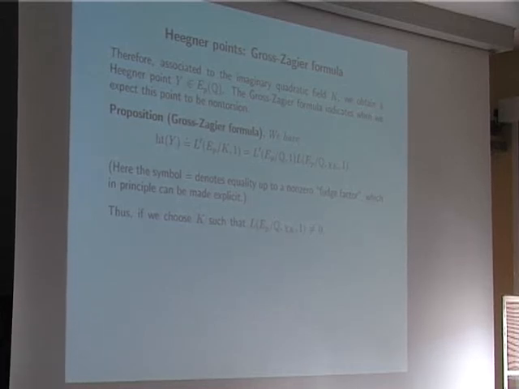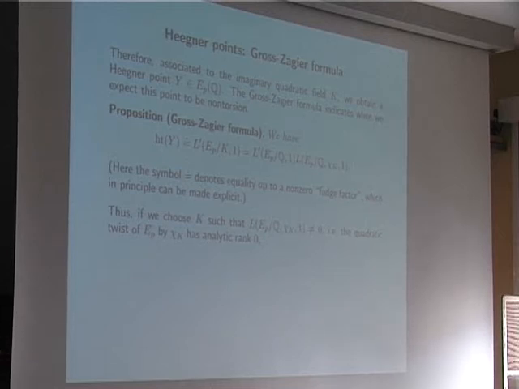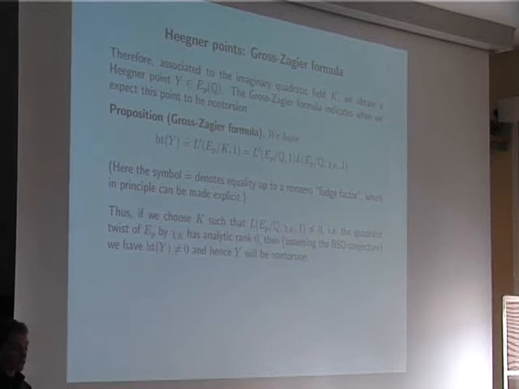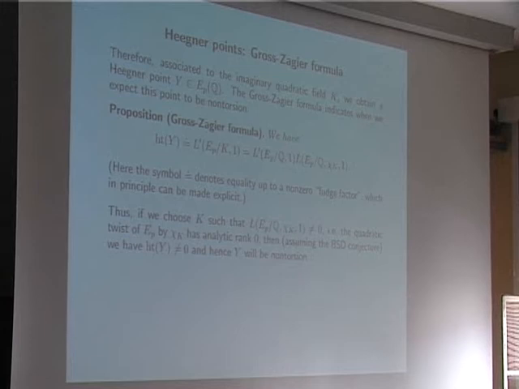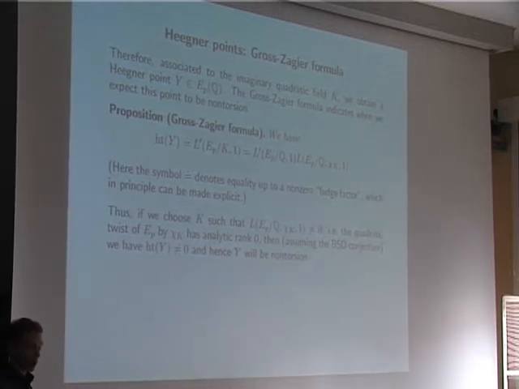Because then it would say that the height of y vanishes if and only if this derivative of the L series vanishes. So equivalently, we should try to find this elliptic curve over a quadratic twist that has analytic rank 0. And if you assume the BSD conjecture, then you would have that the height of y is non-zero, because we expect that this L prime will not vanish, because we expect this elliptic curve to have rank 1. And so this construction really should give us a non-torsion point. So our point y will be non-torsion.